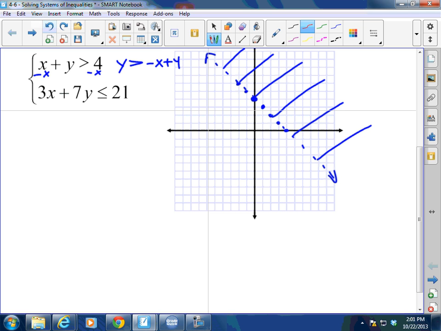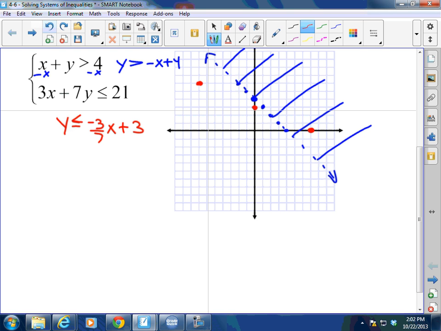So for equation number 2, I'm going to subtract 3x to both sides, divide by 7. So y is going to be less than or equal to negative 3/7 x plus 3. I hope you guys all saw how I solved it. Okay, so my y-intercept is 3, and my slope is down 3 over 7. So down 1, 2, 3 over 1, 2, 3, 4, 5, 6, 7. Let's go backwards. Up 1, 2, 3 over 1, 2, 3, 4, 5, 6, 7.